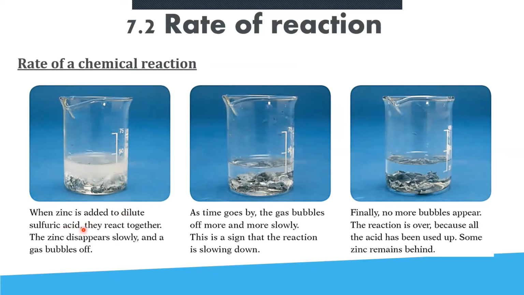So zinc and sulfuric acid react together. The zinc disappears slowly. Why? Because zinc is reacting with sulfuric acid to form zinc sulfate, and zinc sulfate is soluble in water. So you don't see any zinc sulfate because it will be a clear solution since it is soluble. But you can see the bubbles given off because hydrogen is formed. As time goes by, the gas bubbles off more and more slowly. This is a sign that the reaction is slowing down. Finally, no more bubbles appear. That means the reaction is over.